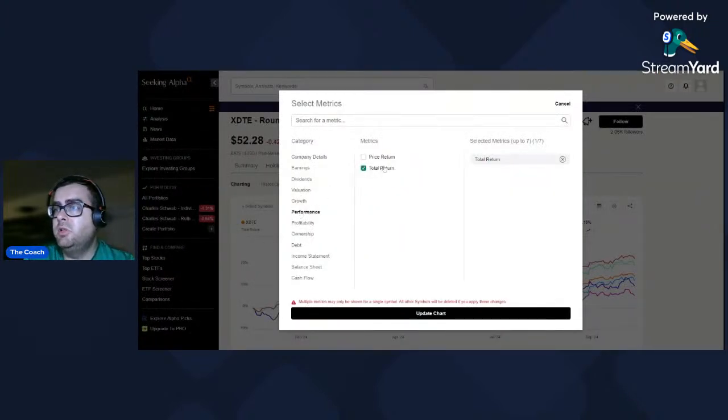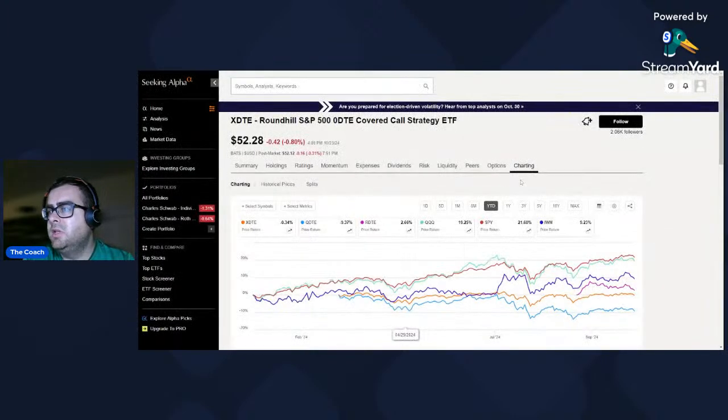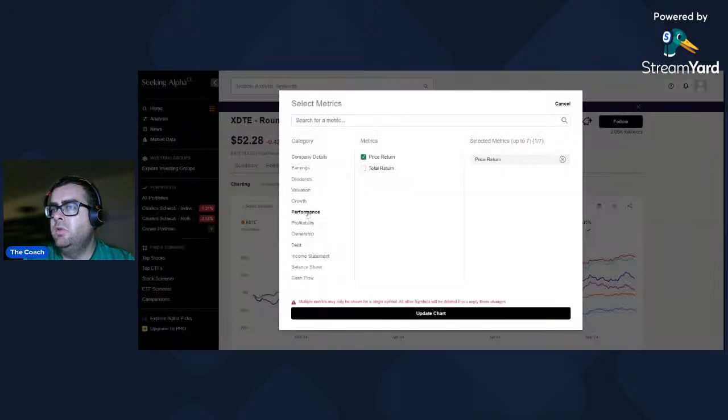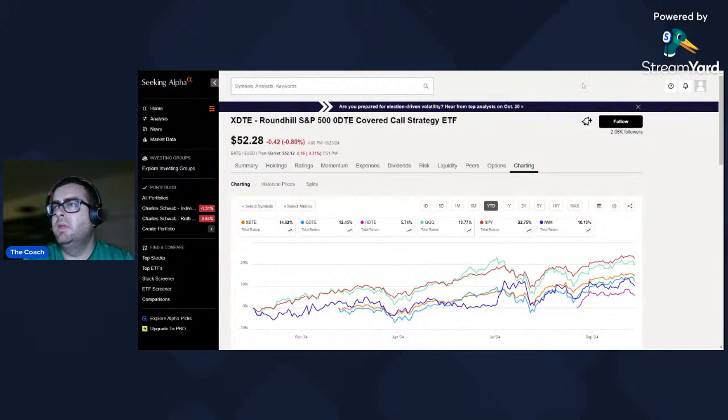That's phenomenal. Let me just go back to price return real quick. I just want to see the difference that this makes. Okay, so see, it's slightly lower. You do get some dividends in these, so slightly lower there. Okay, so there we go. That is our Roundhill dividends in a nutshell there.